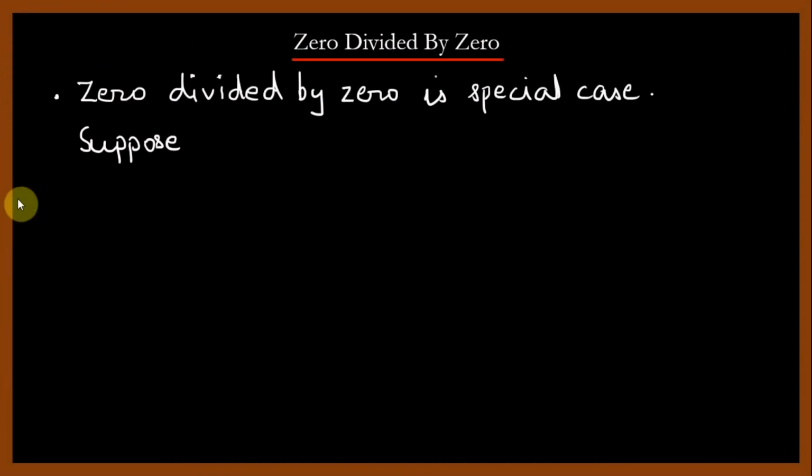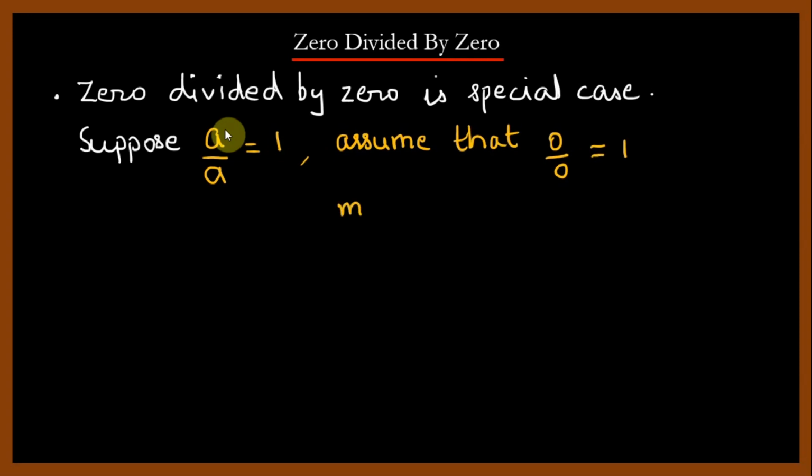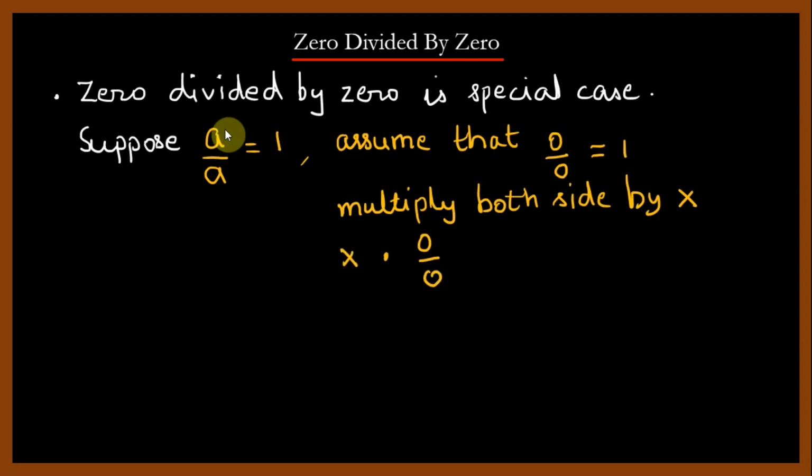0 divided by 0 is a special case. Suppose you are dividing a number a by the same number a, the result would be 1. Therefore, we assume that 0 divided by 0 is equal to 1. Now, if we multiply both sides by any number x, we get x multiplied by 0 divided by 0, which is equal to 1 multiplied by x, which is equal to x. So x multiplied by 0 divided by 0 equals x, which is equal to 0 divided by 0 equal to x.